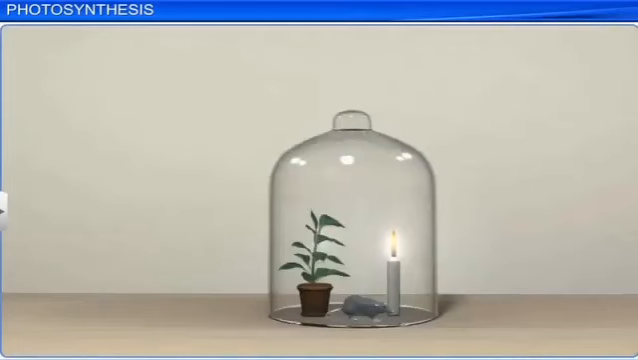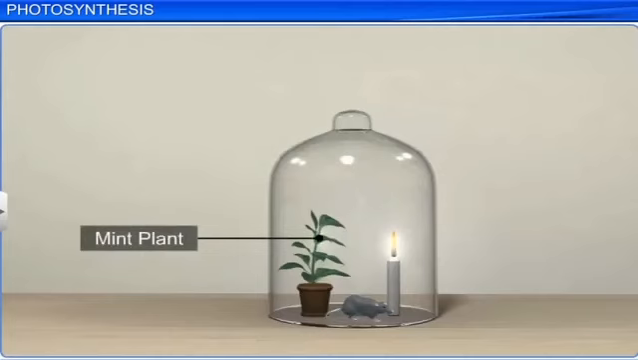Priestley repeated the experiment, but this time, he also placed a mint plant along with the mouse inside the bell jar. This time he observed that the mouse stayed alive and the candle burned long after he expected it to. So he concluded that the plant was able to replace the air that the mouse and candle had used up.